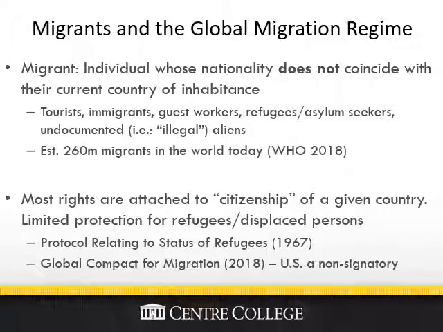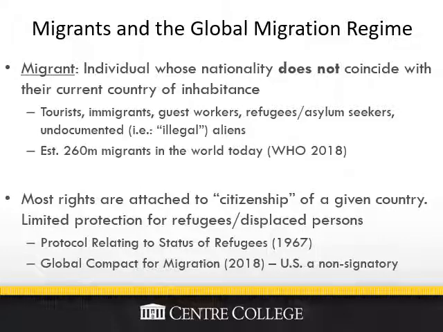There are currently about 250,000 migrants in the world today, including myself, Raheem. So I'm a Canadian citizen who currently takes up residence in the United States. I'm one of the 250,000 migrants currently in the world.